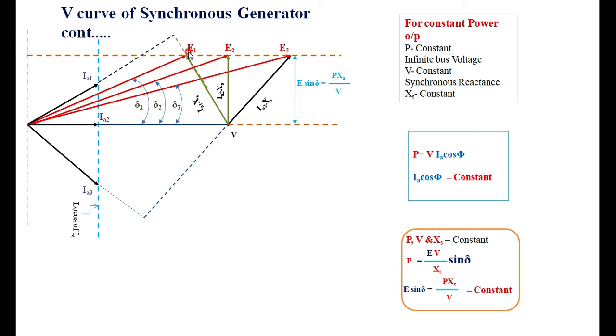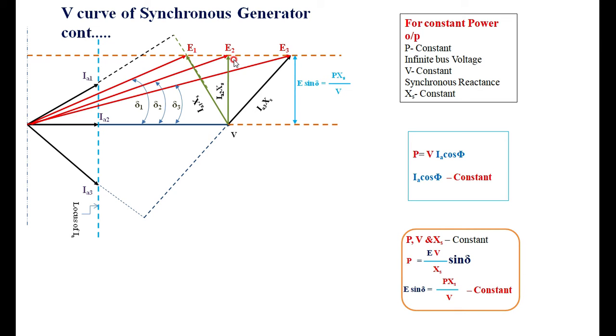It is E2, E1, that is under excitation, and E3 over excitation. For under excitation, the current is IA1. If the excitation goes on decreasing, the current IA1 goes on increasing along this axis. That is what you are observing here: if you are under excitation and the excitation goes on decreasing, the voltage E1 goes on decreasing. At the same time, the current I1 goes on increasing in the leading nature.